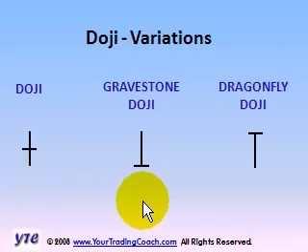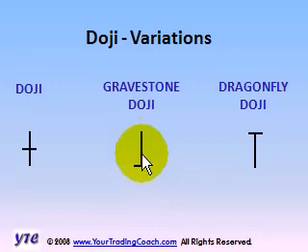The center example is called a gravestone doji. In this case the open and close are also the low price. So price opened here at the low, moved up to highs and back to close again at the low.